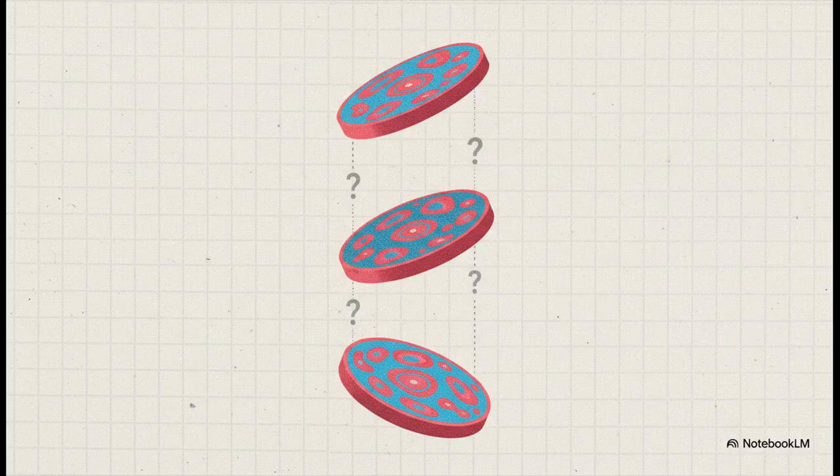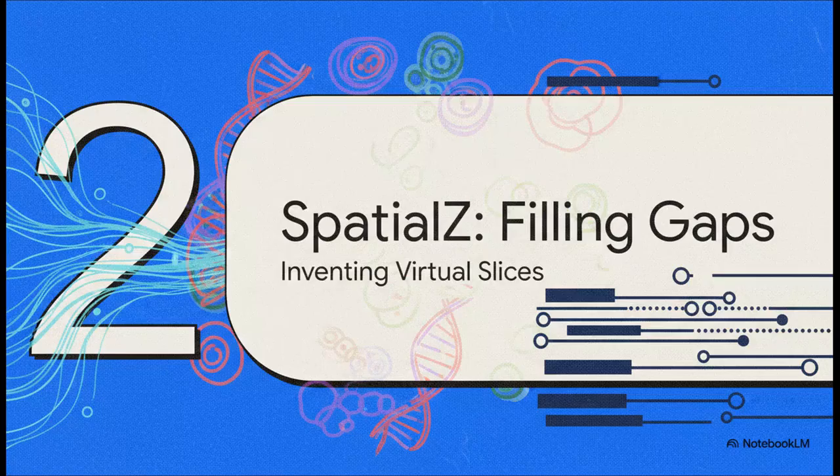Okay, so you're probably thinking, why not just stack them up in a computer? And yeah, we can do that, but it doesn't solve the problem. All you get is a stack of flat pictures with all those giant gaps still there. It's not a real continuous 3D volume, not even close. So how do we fill in those missing pages?